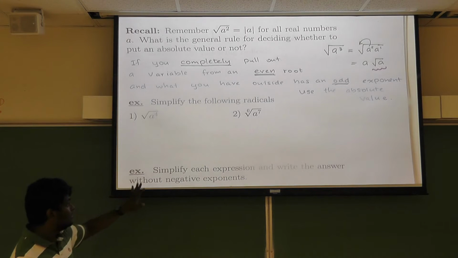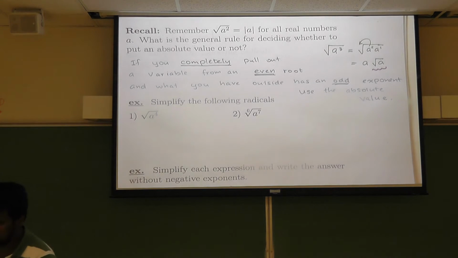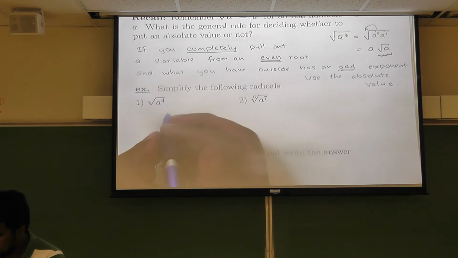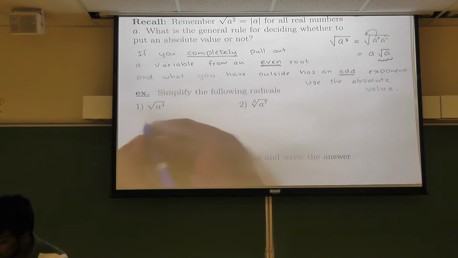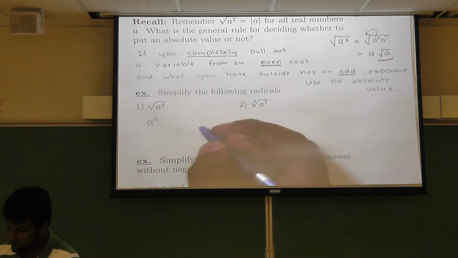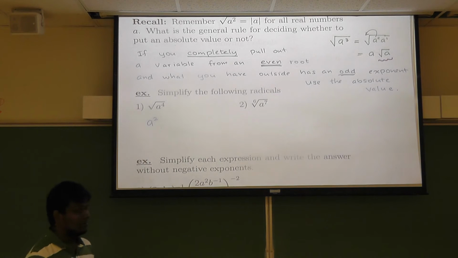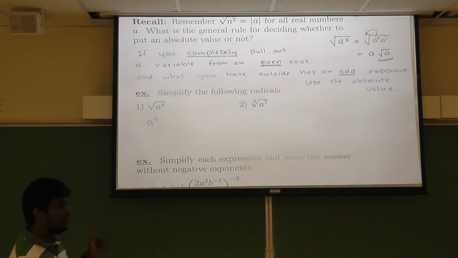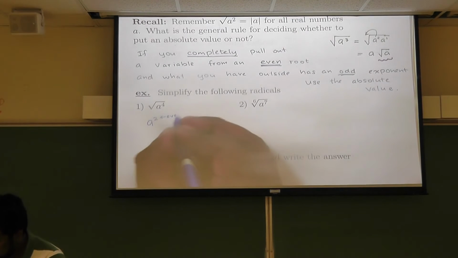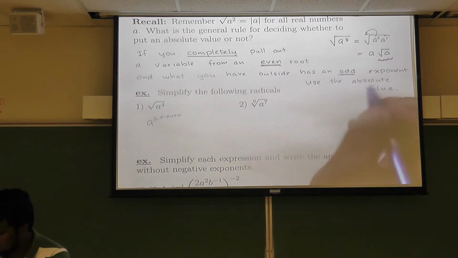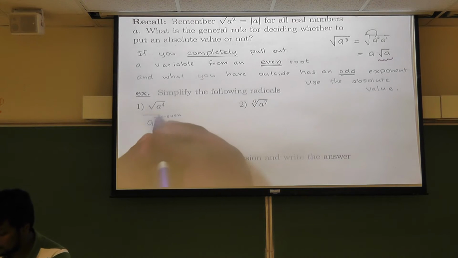Now let's see how these examples work and how these examples do not work. Now look at this one. We are looking at the square root of a to the power 4. When you take the square root of a to the power 4, you completely pull it out, and you would have a to the power 2. It is an even root and you pulled it out completely, but what you have here is an even exponent, not an odd exponent, so you don't have to use absolute value. The answer remains as a squared.